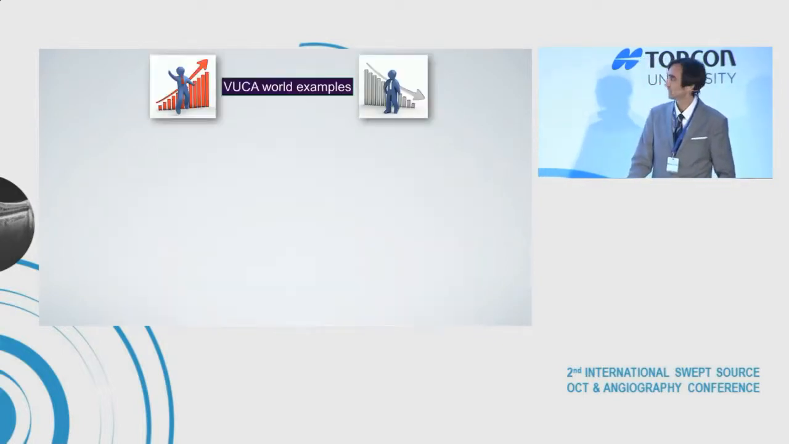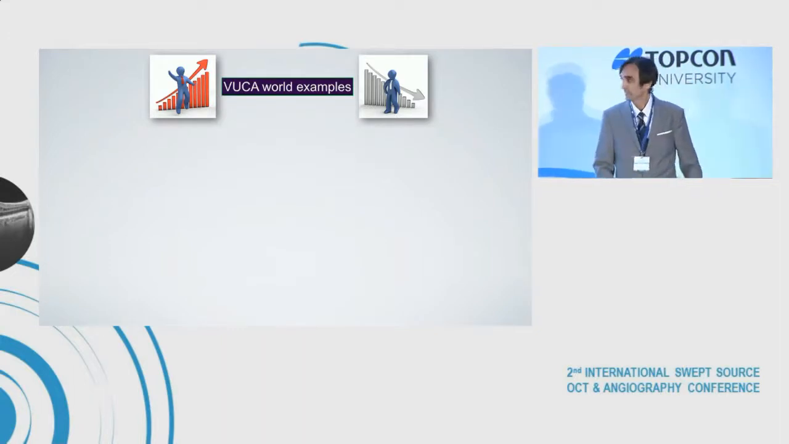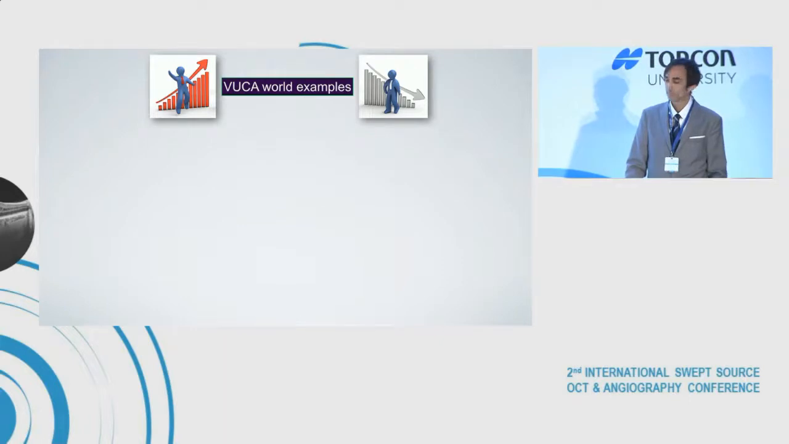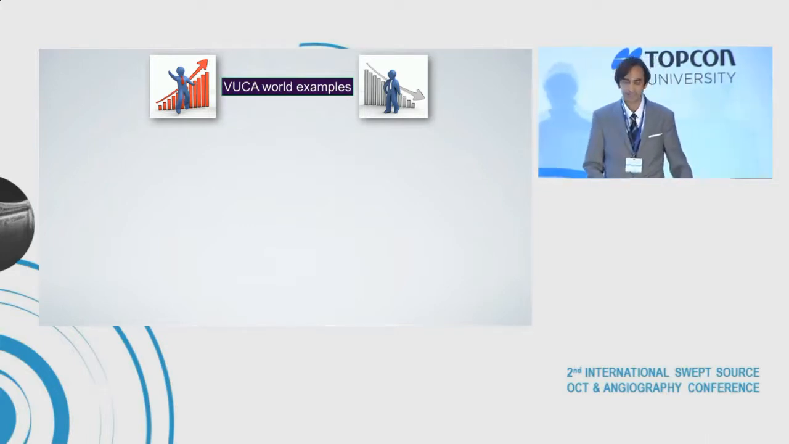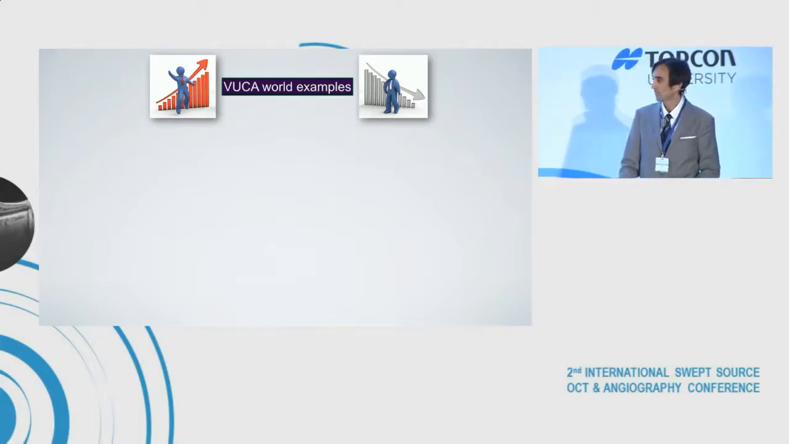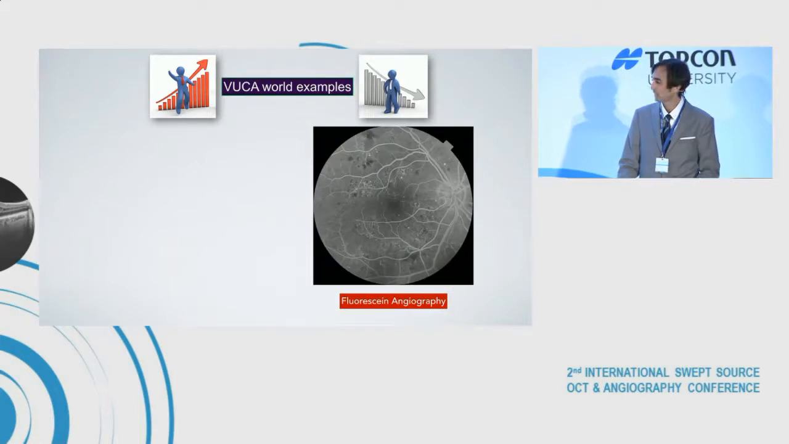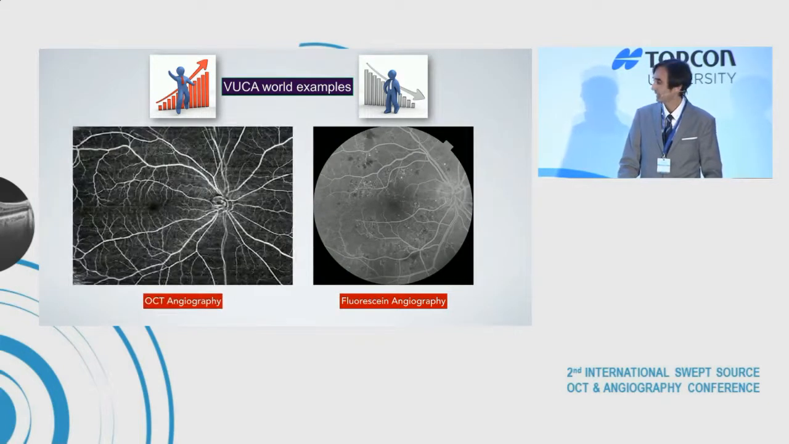Some examples. Airbnb is leading the lodging business, now over Marriott in this business. Uber is leading the car transport in cities, surpassing the conventional taxi. And applied to the field of ophthalmology, I would say that the same happens with OCT angiography, which is slowly surpassing the conventional fluorescein angiography.